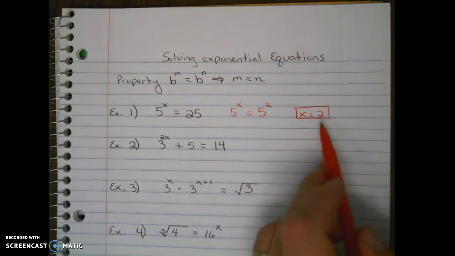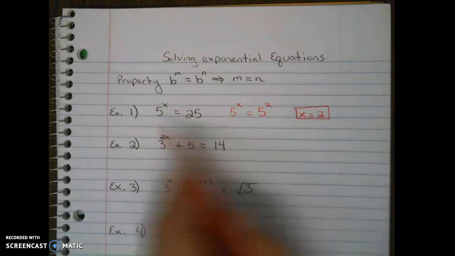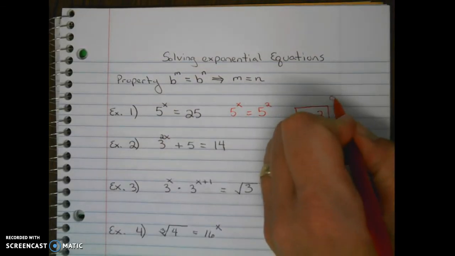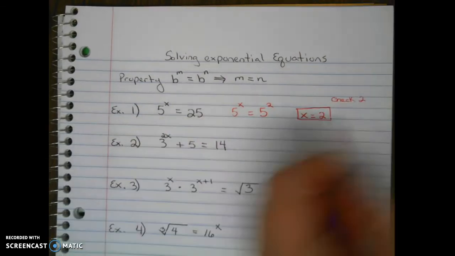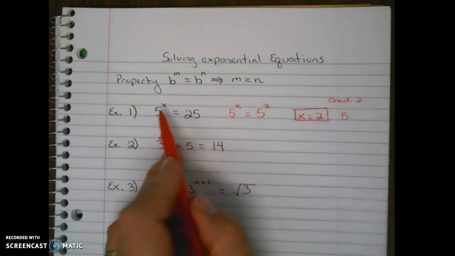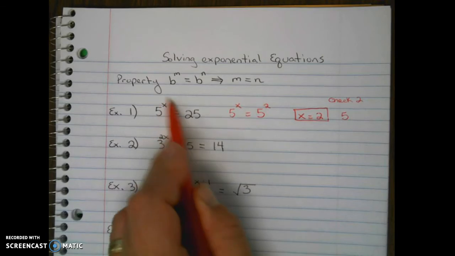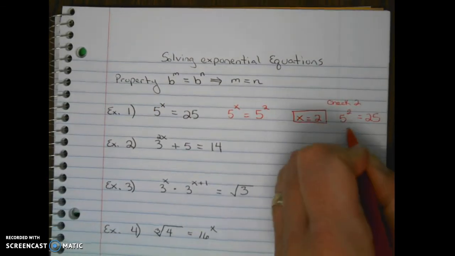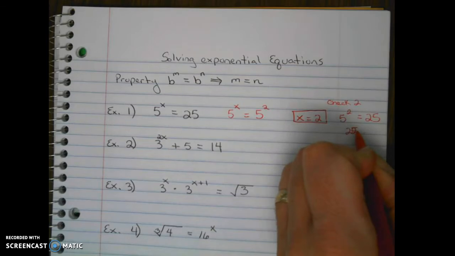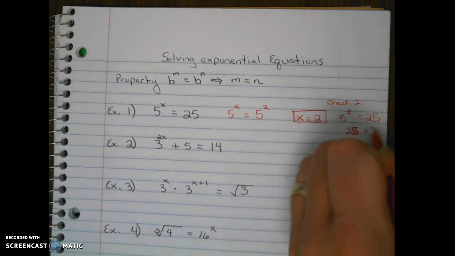Now if we plug that number back in to check, so check 2, we rewrite the problem, plugging in our answer everywhere we see an x, and it's pretty obvious that it checks out.